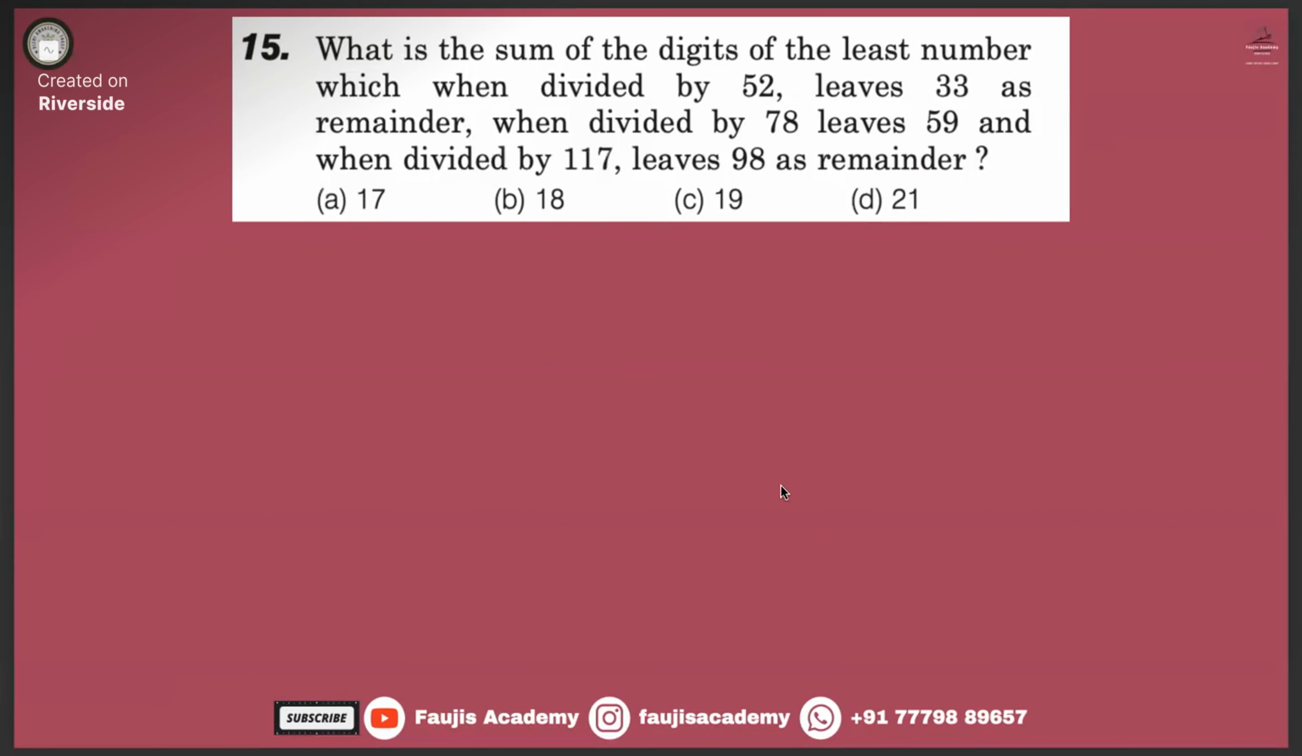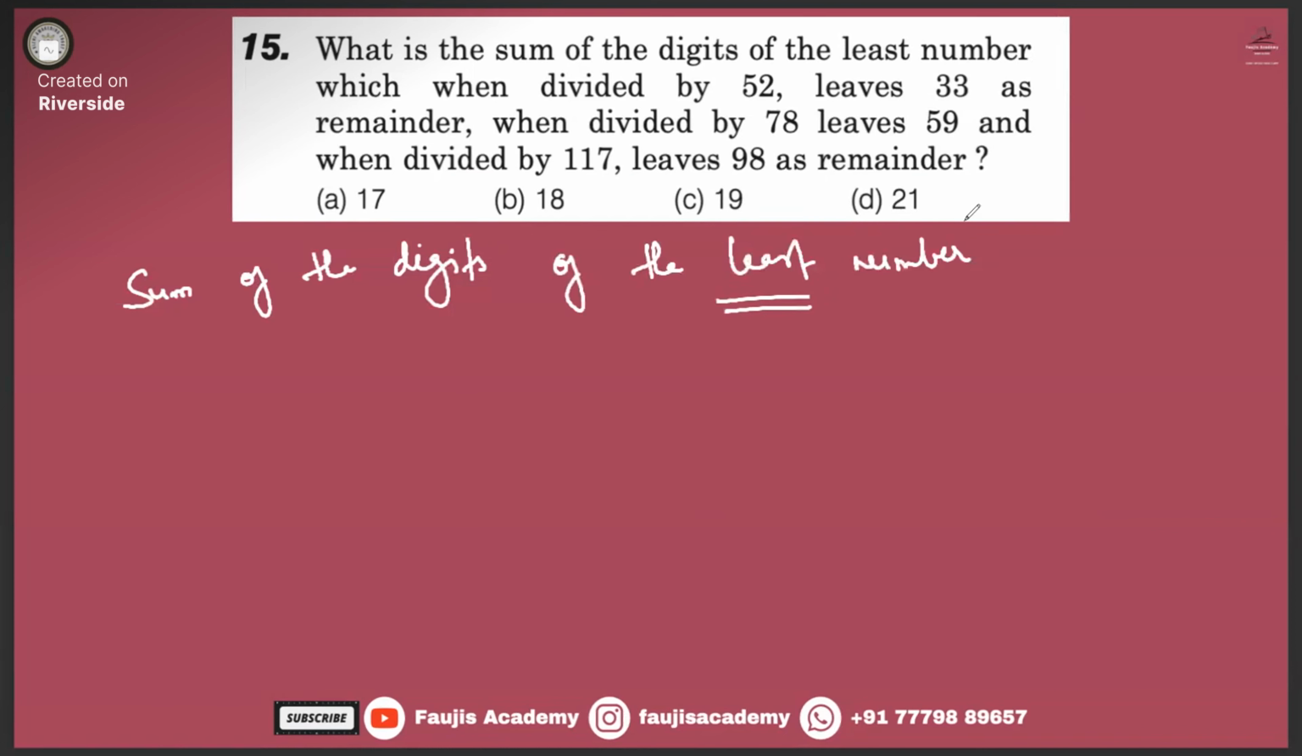What is the sum of the digits? They are not asking the number, they are asking the sum of the digits of the least number. Least means minimum. Which when divided by 52 leaves 33 as the remainder, which when divided by 78 leaves 59 as the remainder, which when divided by 117 leaves 98 as the remainder.